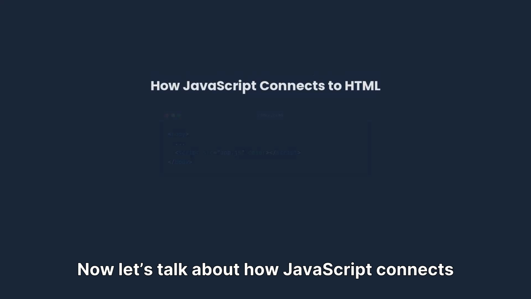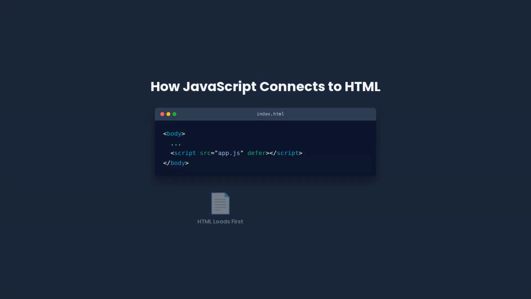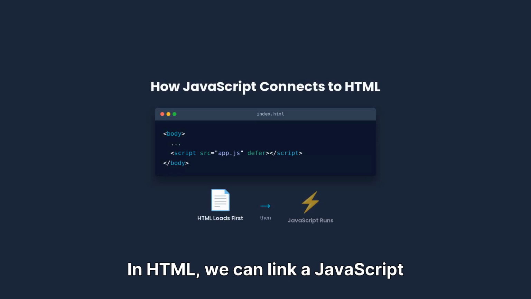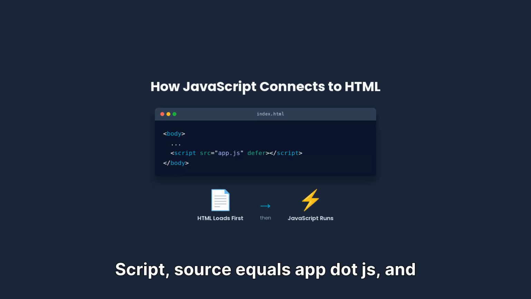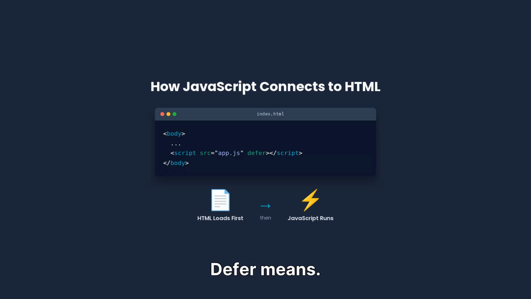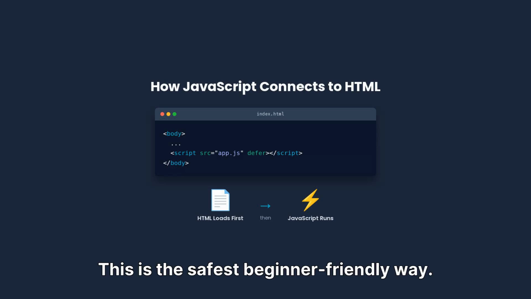Now let's talk about how JavaScript connects to HTML. In HTML, we can link a JavaScript file like this. Script, source equals app.js, and defer. Defer means wait until the HTML is loaded, then run the JavaScript. This is the safest, beginner-friendly way.